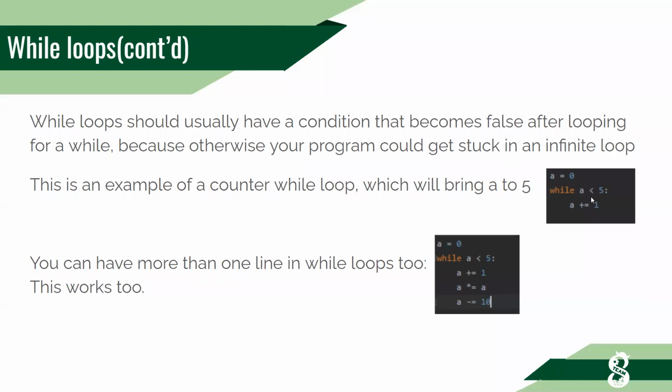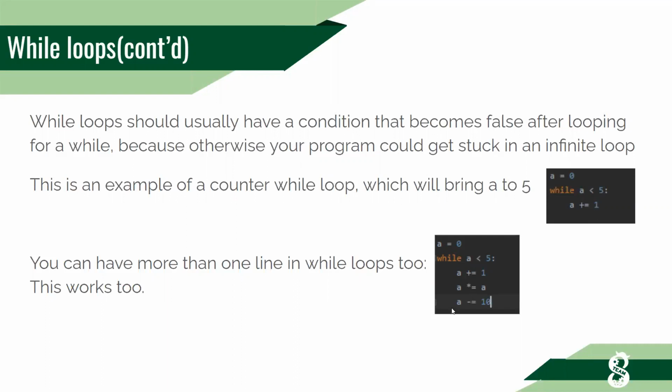So over here is an example of a counter. It defines the variable a as 0. It'll check the condition, 0 is less than 5, so it'll execute the code, a plus equals 1. So now a is 1, 1 is less than 5, it adds, a is 2, 2 is less than 5, a is 3, 3 is less than 5, a is 4, 4 is less than 5, a is 5, but nope, a is not less than 5 anymore. 5 is not less than 5, so then it continues on to the rest of the code.